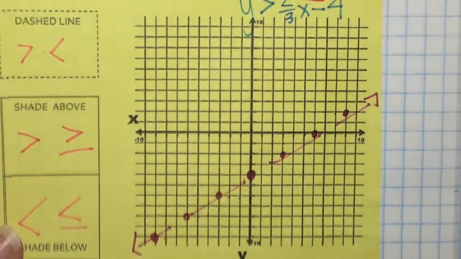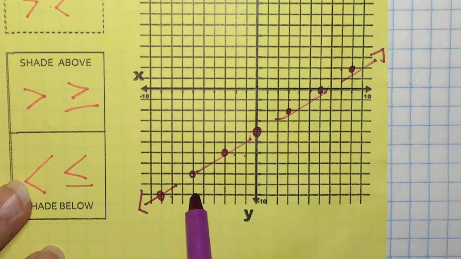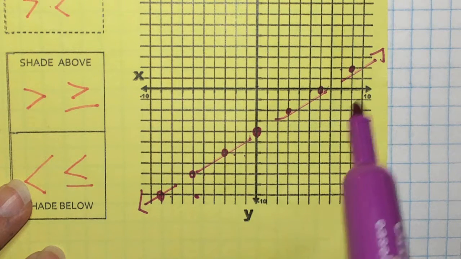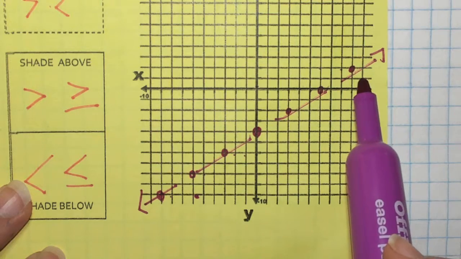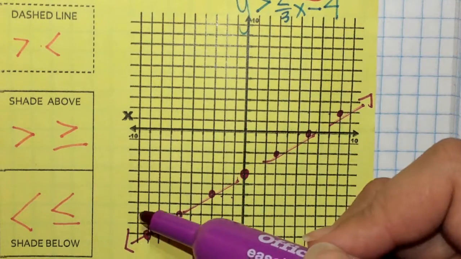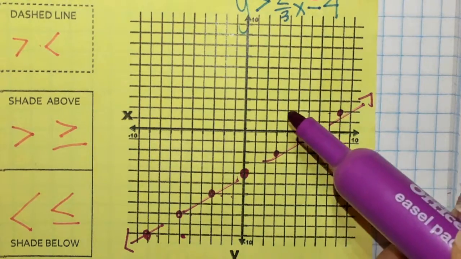Everybody watch. Is this above the line? Of course not. Is this above the line? Yes. Is this above the line? No. Is this above the line? Are you sure? Yes. All right, what about here? Yes. Here? Yeah. Here? Yeah. Here? Yeah. Watch.